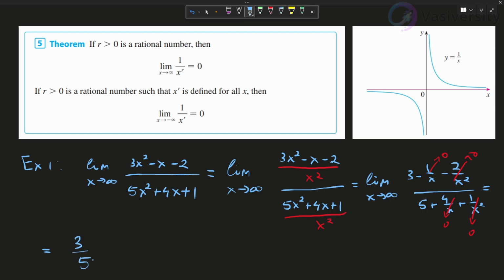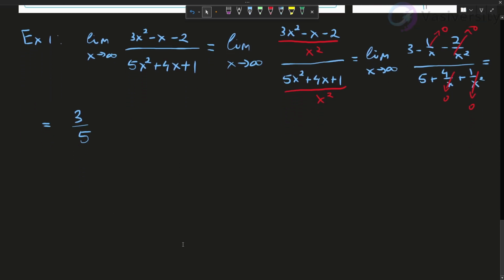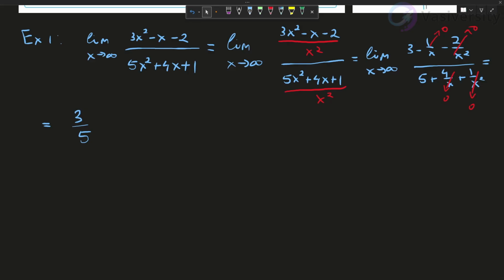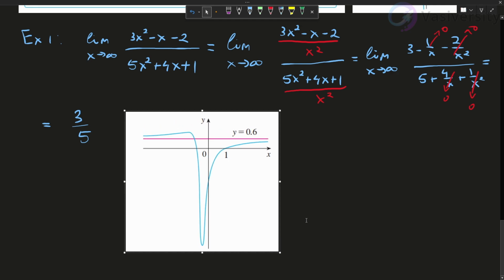And that's going to be our horizontal asymptote for this function. And if we decide to graph this function, we actually will indeed get that our horizontal asymptote is 0.6, which is the same thing as 3 over 5. All right, perfect. So we can do that for any of the limits, especially if we have rational limits, we can find the horizontal asymptote as we approach infinity.